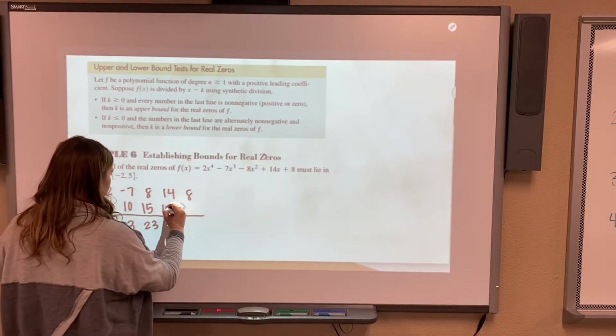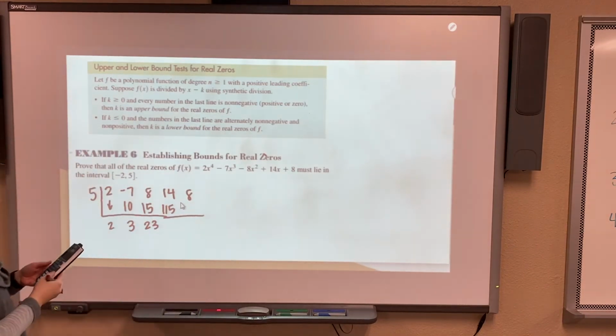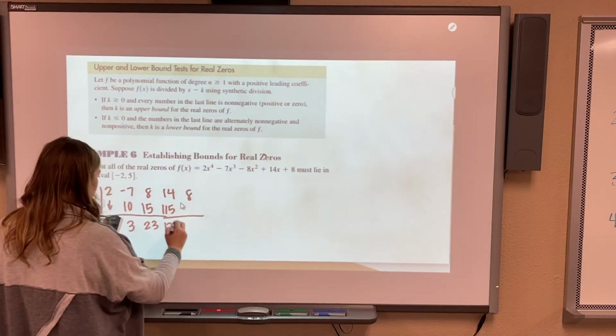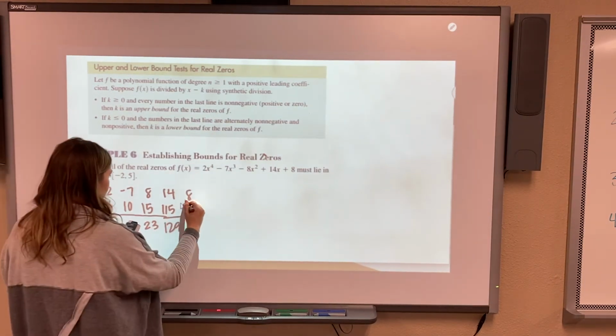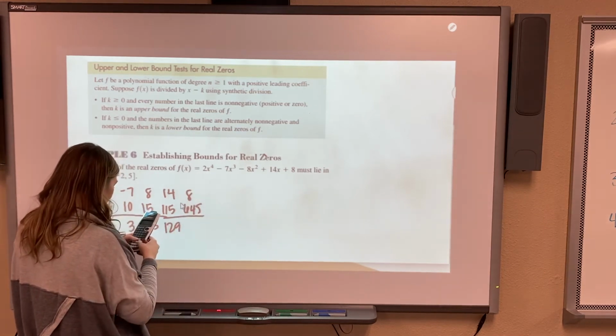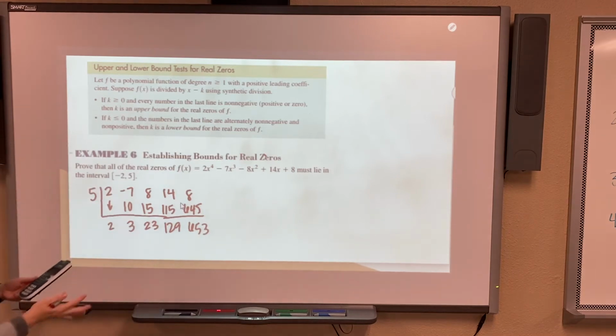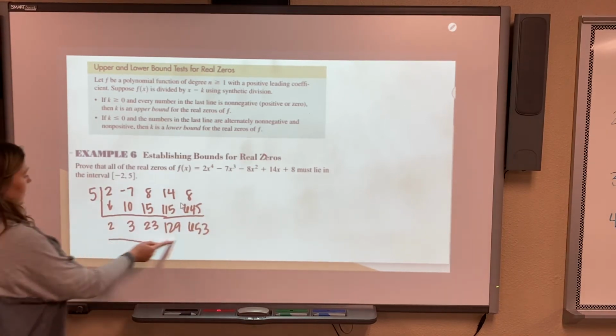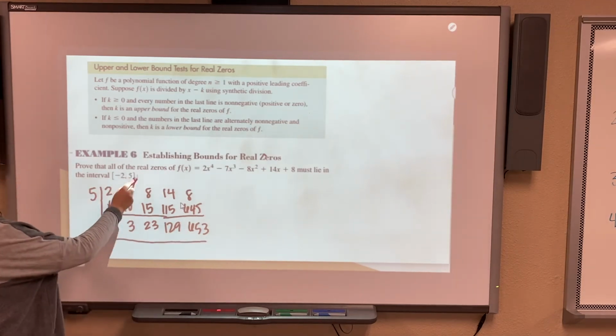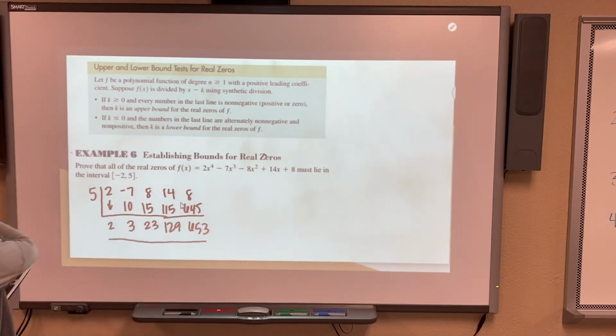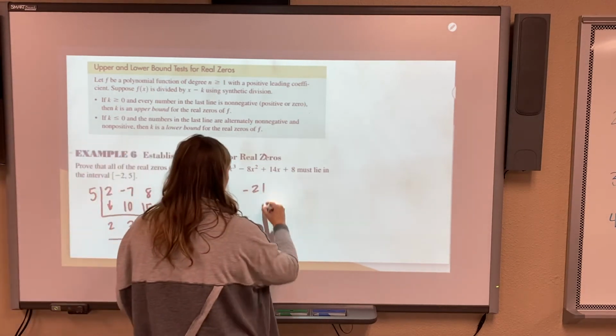Okay, we get 115. 14 plus 115 is 129. 129 times 5 is 645. 645 plus 8, this is huge, but it's okay. It's just asking if k is greater than 0 and all of these are positive, then this would be your maximum. And then the minimum would be -2. So we're going to do this.